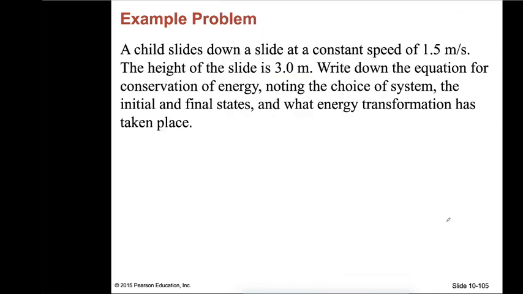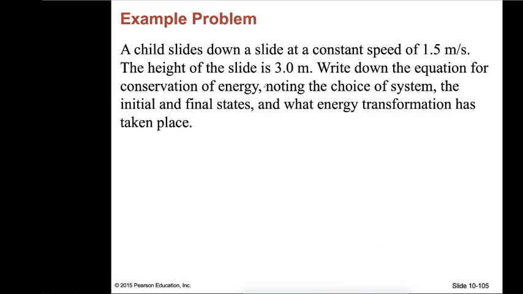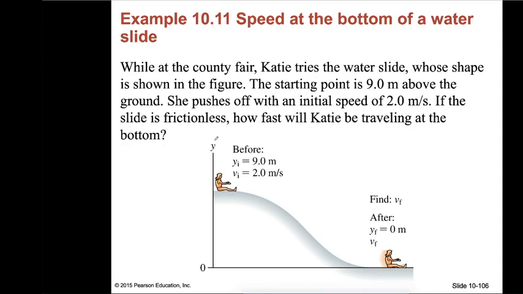Okay, now let's see this example. A child slides down the slide at a constant speed of 1.5 meters per second. The height of the slide is 3 meters. Write down the equation for the conservation of energy, noting the choice of system, the initial and final states, and what energy transfer has taken place. So you can take this as a practice, and let's solve a problem together for this example.